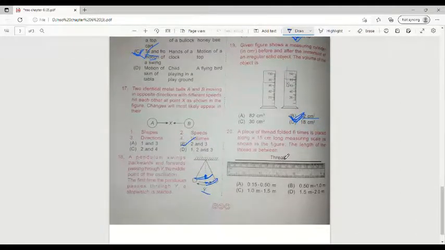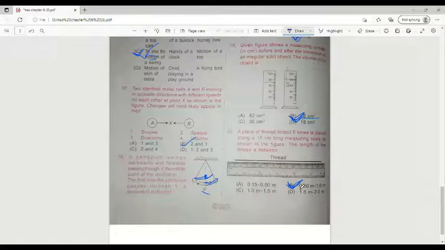So today's last question is, a piece of thread is folded 6 times and placed along a 15 centimeter long measuring scale as shown in the figure. The length of the thread is between, so they're asking the length of the thread, and the correct answer for your question number 20 is option number B.